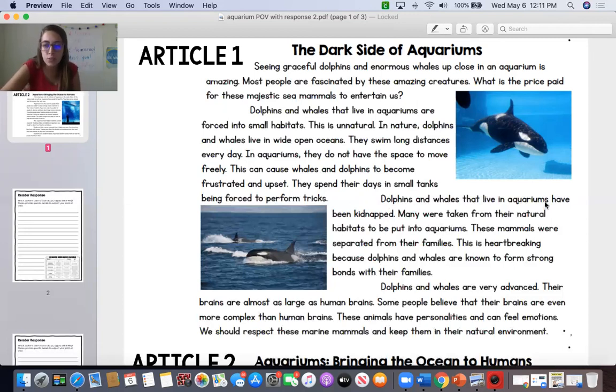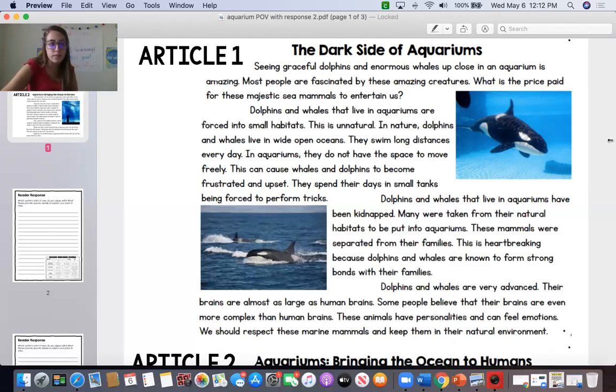Dolphins and whales that live in aquariums have been kidnapped. Many were taken from their natural habitats to be put into aquariums. These mammals were separated from their families. This is heartbreaking because dolphins and whales are known to form strong bonds with their families. Dolphins and whales are very advanced. Their brains are almost as large as human brains. Some people believe that their brains are even more complex than human brains. These animals have personalities and can feel emotions. We should respect these marine mammals and keep them in their natural environment.